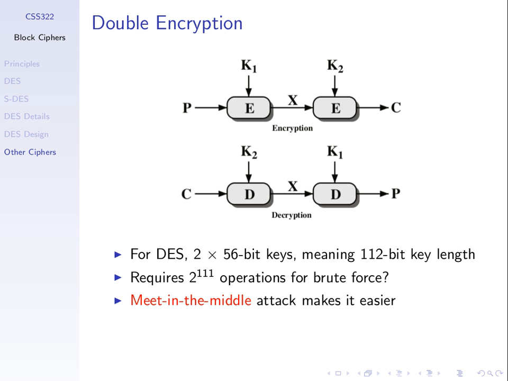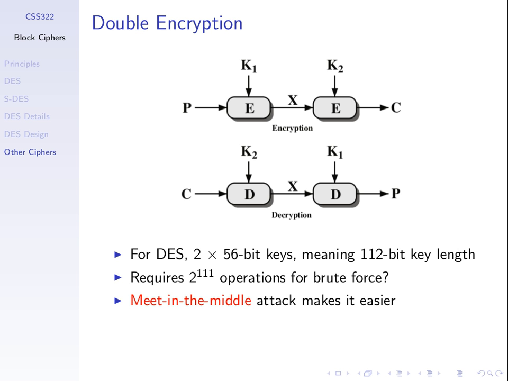And the decryption is the opposite. Take our ciphertext, apply the decryption form of DES using K2, and we get x, where this x should be the same as that x. Because if we look at the top picture and go backwards, take the ciphertext, decrypt with K2 should give us x. Take x, decrypt with K1 should give us P back. So if we encrypt our plaintext once with K1, we get x. And similarly, if we take our ciphertext and decrypt with K2, we'll get the same value, x.